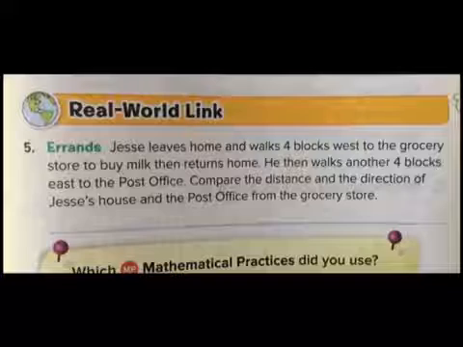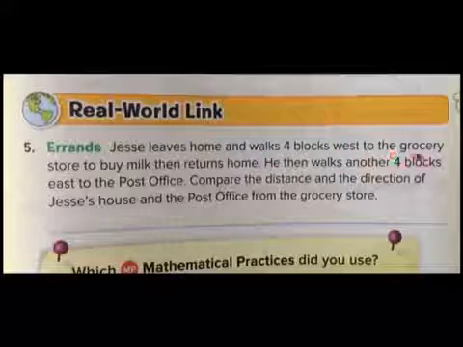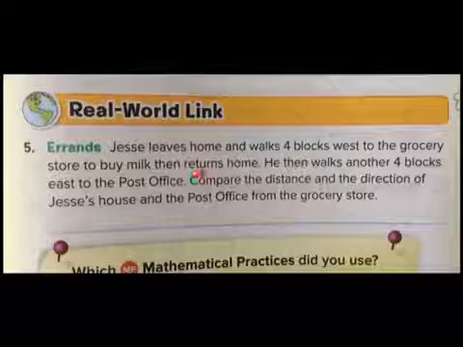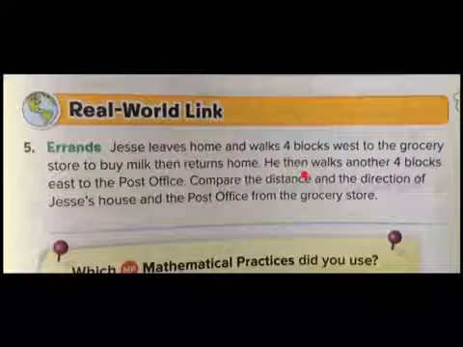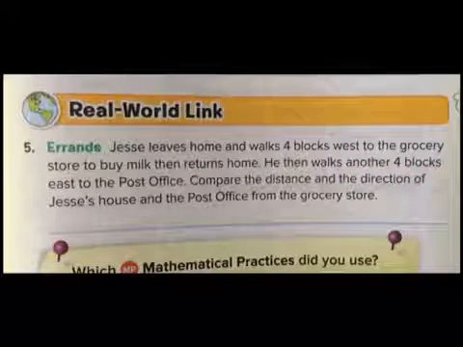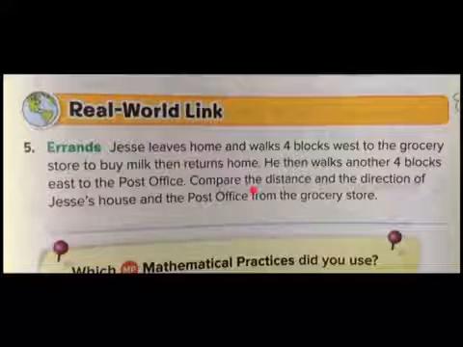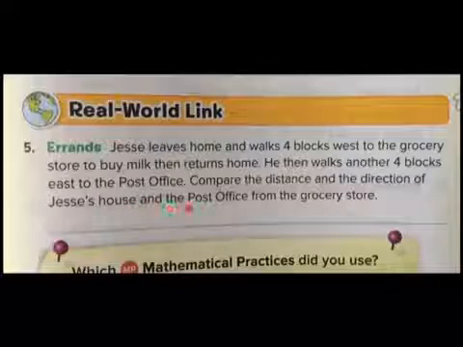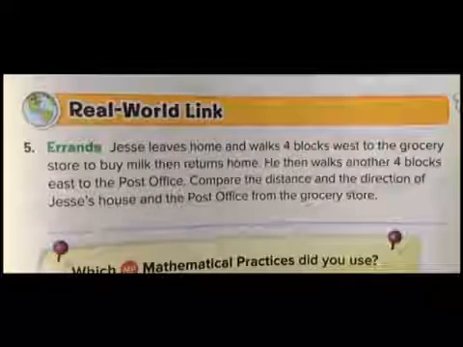For the real world link, Jesse leaves home and walks 4 blocks west to the grocery store to buy milk, then returns home. He then walks another 4 blocks east to the post office. Compare the distance and the direction of Jesse's house and the post office from the grocery store.